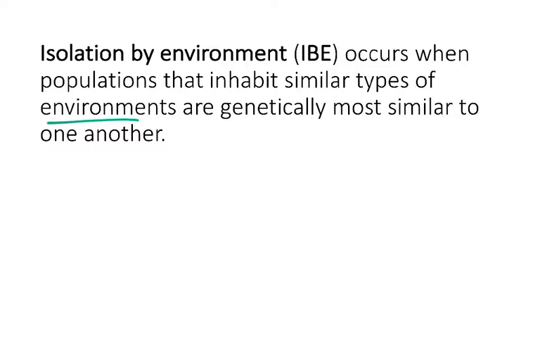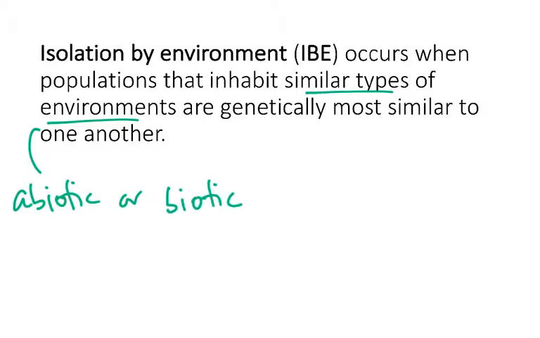So when we're saying similar types of environments, we can talk about either abiotic or biotic factors. So biotic factors could be something like presence of certain predators or prey. Abiotic, like we talked about before: temperature, precipitation, humidity, all that kind of thing. So there are many different types of possible variables we can investigate in the habitat.